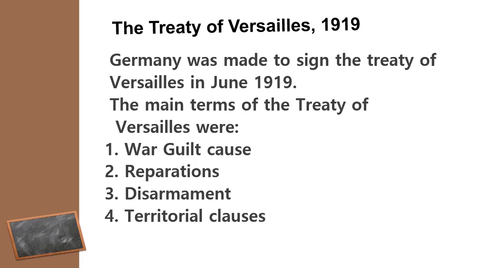The main terms of the Treaty of Versailles were: War Guilt Clause. Germany should accept the blame for starting World War One. They blamed Germany for starting World War One. Reparations: Germany must pay 6,600 million pounds for the damage caused by the war. Disarmament: Germany was allowed to have an army of 1 lakh and 6 naval ships, but tanks, aircraft, an air force and submarines were not allowed.